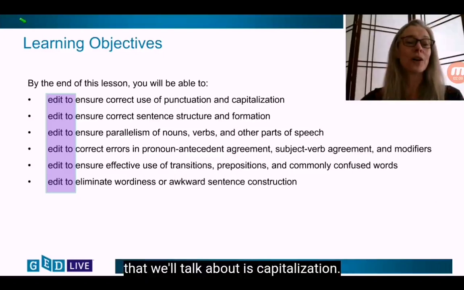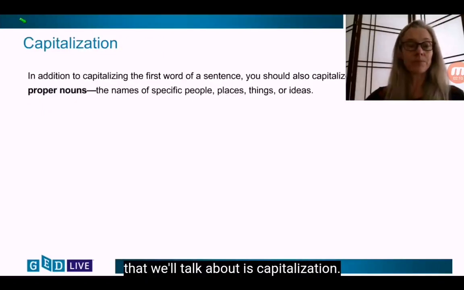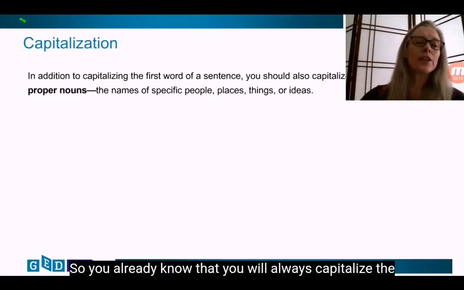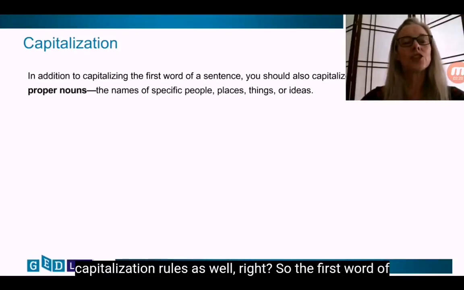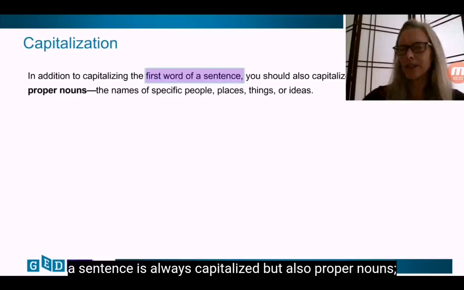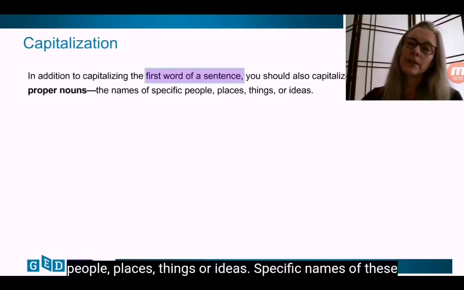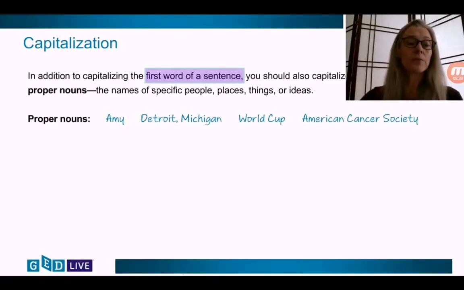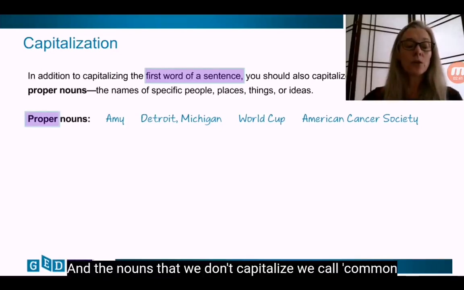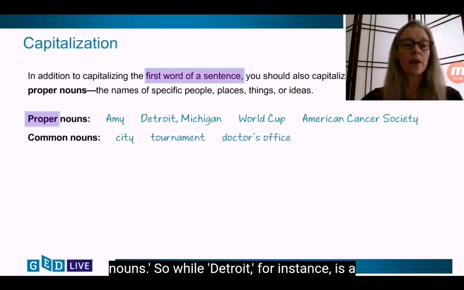The first thing that we'll talk about is capitalization. So you already know that you will always capitalize the first word of a sentence. And of course, we have other capitalization rules as well, right? So the first word of a sentence is always capitalized. But also proper nouns, people, places, things, or ideas. Specific names of these things will be capitalized. And so the nouns that we capitalize, we call proper nouns. And the nouns that we don't capitalize, we call common nouns.